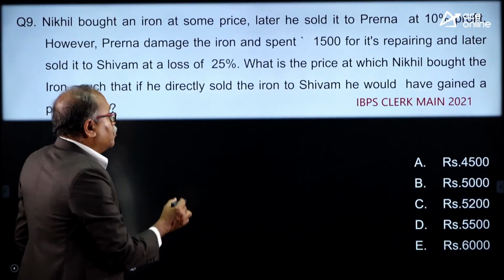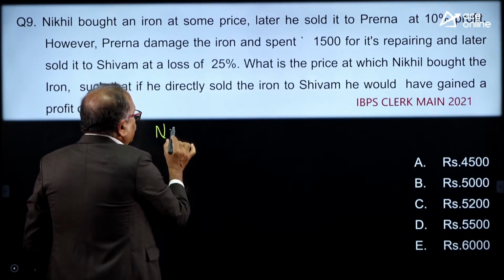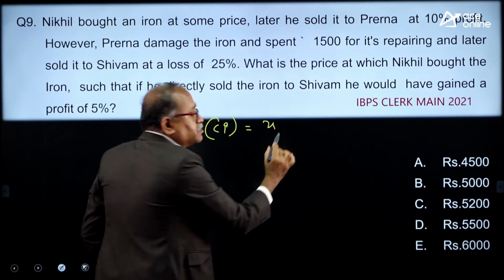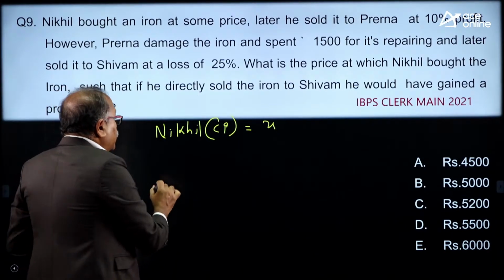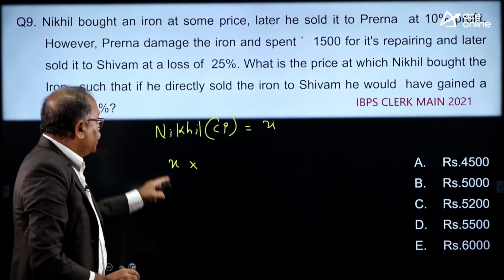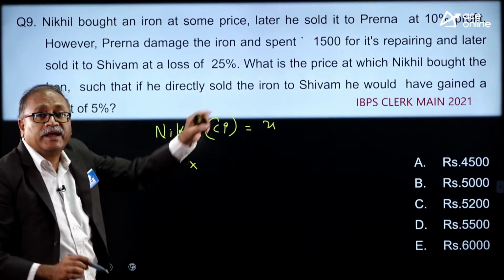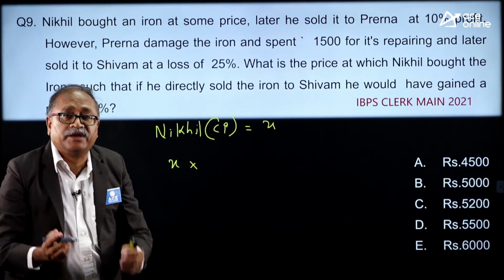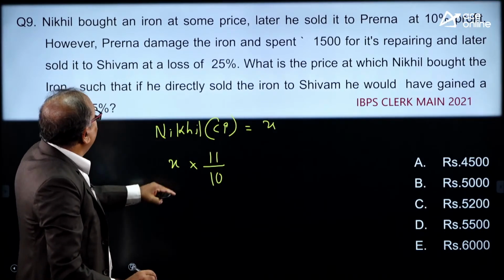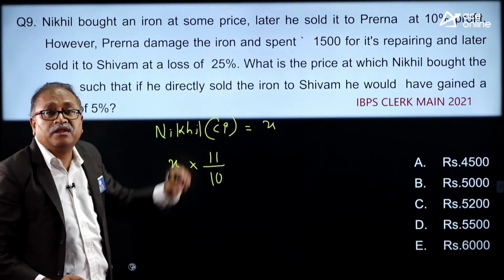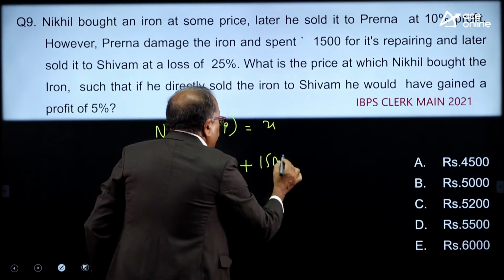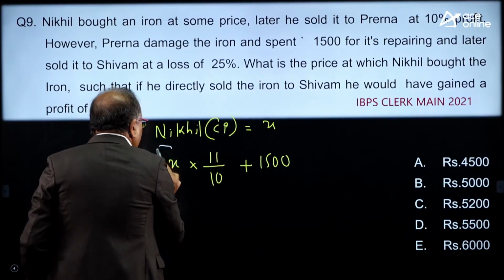Now, I will give the clue over here. Let us assume that Nikhil's CP is X. So, let us write down what is happening in sequence. Nikhil sells it to Prema at 10% profit, that means it becomes 110%, that is nothing but 11 by 10. And here that lady spent 1500 rupees. So, add that 1500. Now, this is the cost price.